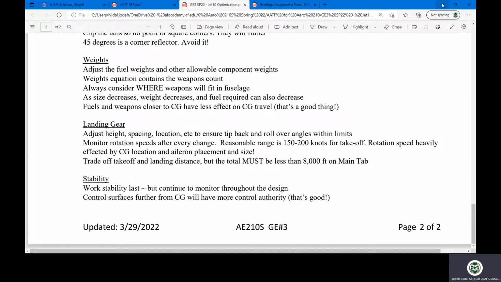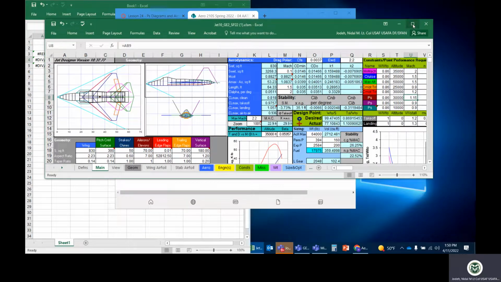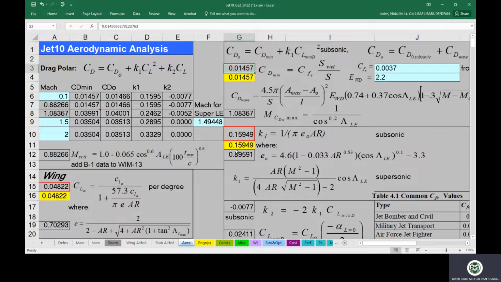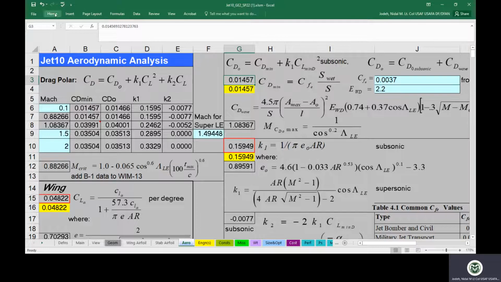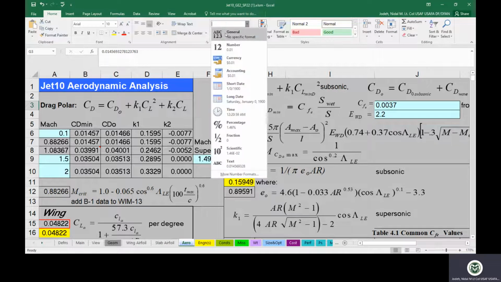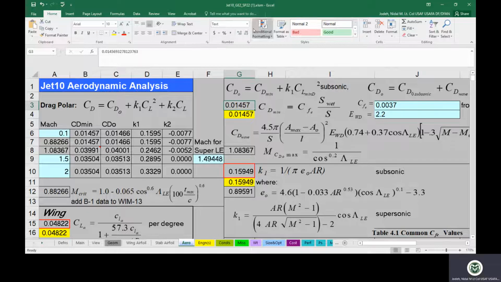All right, so let me minimize this and let me come back up here to Jet 10. One of the things we had you do for GE2 was to pre-program these cells here that are in the red box. Right now, they are strictly values. One of the first things I want you to do is make sure that each of those cells is labeled as general. Some of them come up as text. If they come up as text, they won't calculate, so they have to be set to general.